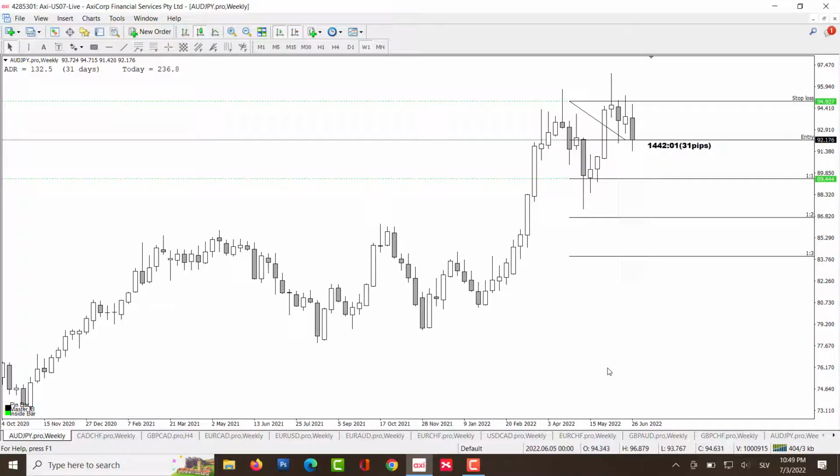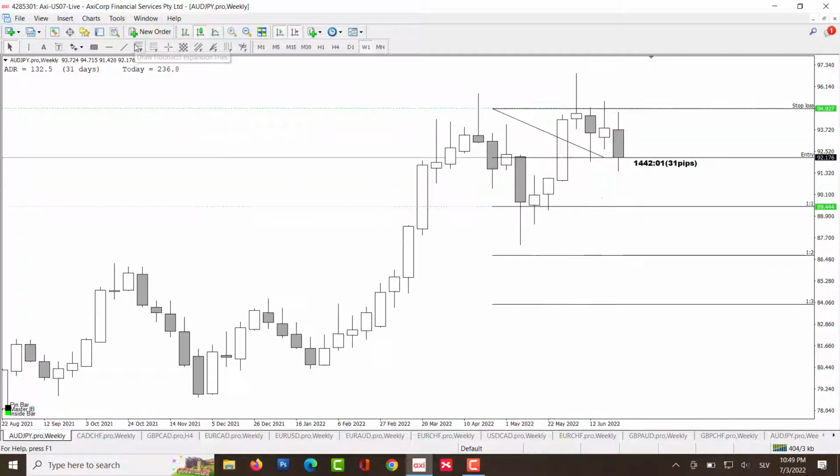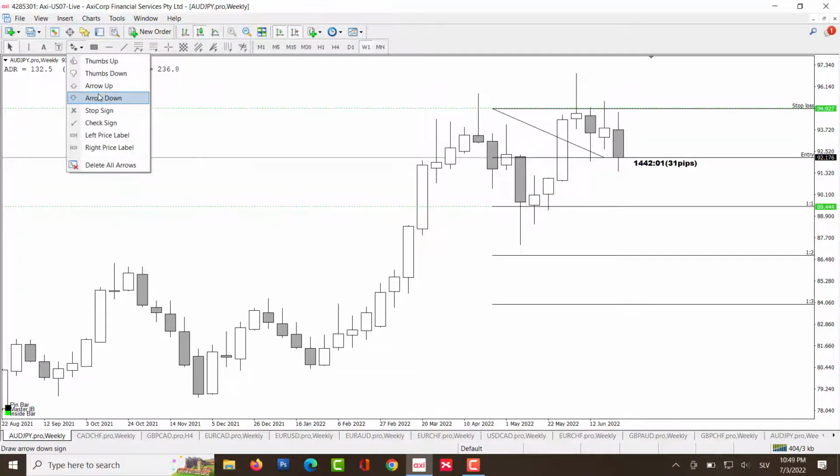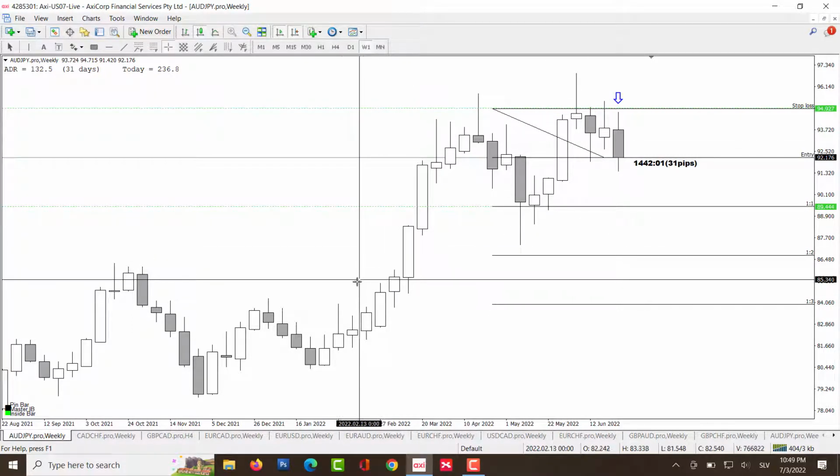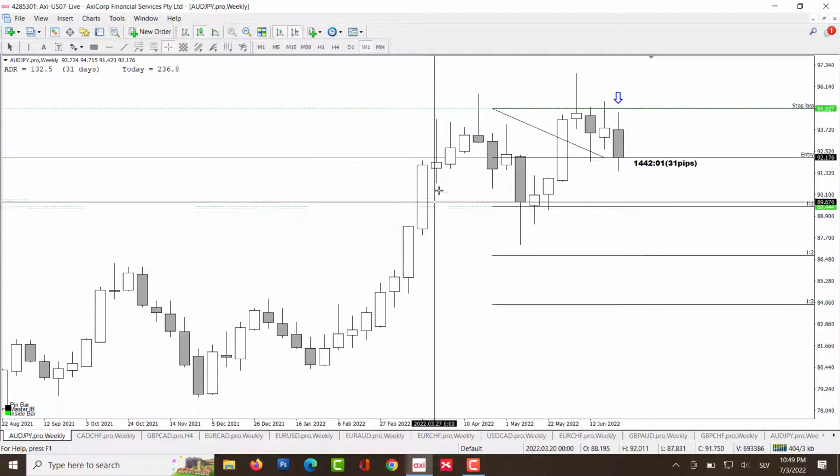Today we will do a quick analysis of one pair which I am going to enter, and this is Aussie yen on a weekly time frame. And as you can see here, here's the candle. Okay, let's zoom in. Firstly, let's mark that. And actually the reason for entry is this impulse leg.